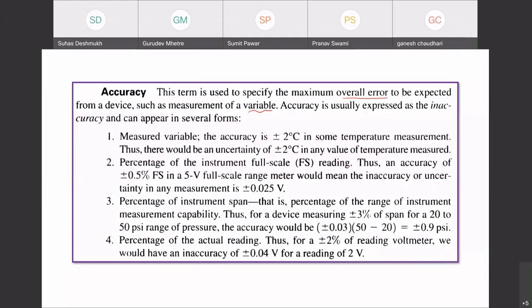Here, I can measure it is plus or minus 2 degrees Celsius. It means if I have a temperature of 50 degrees Celsius measured, the sensor is of plus minus 2 degrees. I may have a temperature between 48 degrees Celsius and 52 degrees Celsius. This is my accuracy rate.